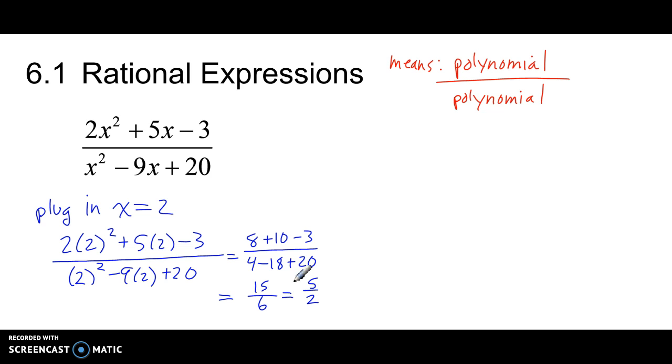Negative 14 plus 26 in the denominator, and oh wait a sec, I can cancel 3's and I get 5 over 2. So if you have a fraction that has a polynomial numerator and a polynomial denominator, and you plug a number into it, you shouldn't be too surprised that your answer in the end comes out to be a fraction as well.